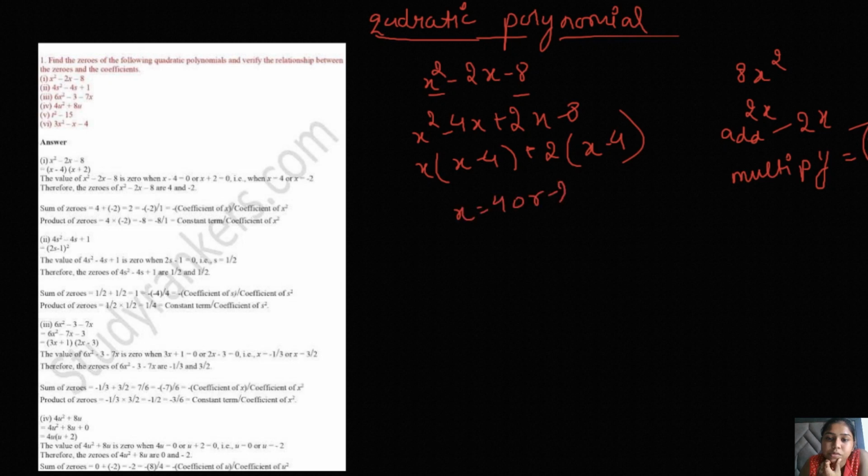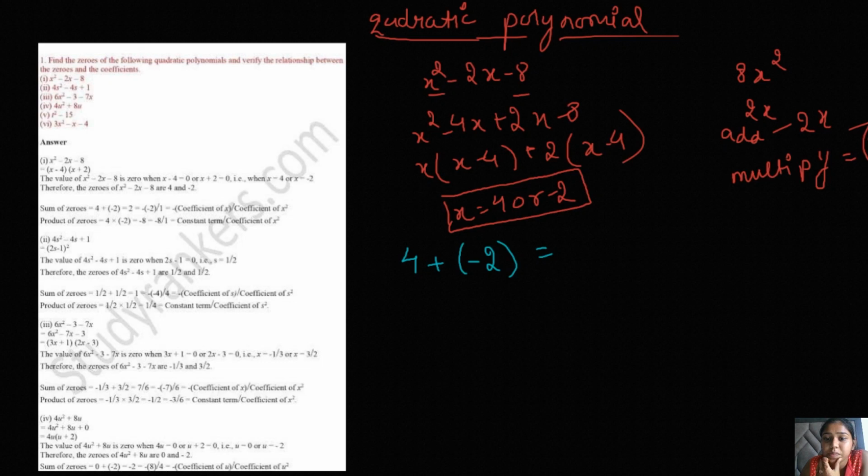These are the two zeros of the polynomial. Then you have to verify the relationship. So I told you how to verify the relationship: the sum of the zeros, 4 is the first zero plus minus 2 is the second zero, will be equal to minus b by a.